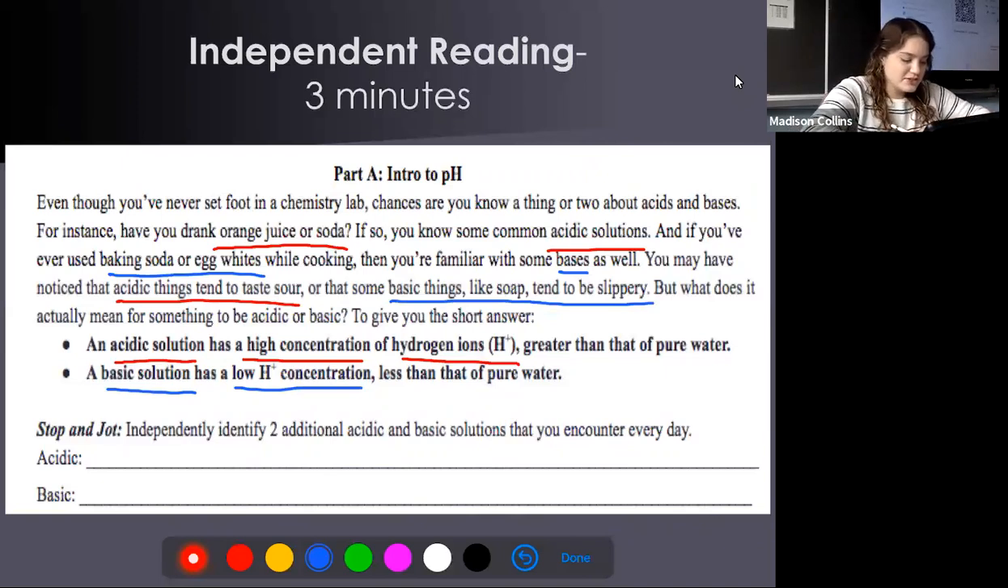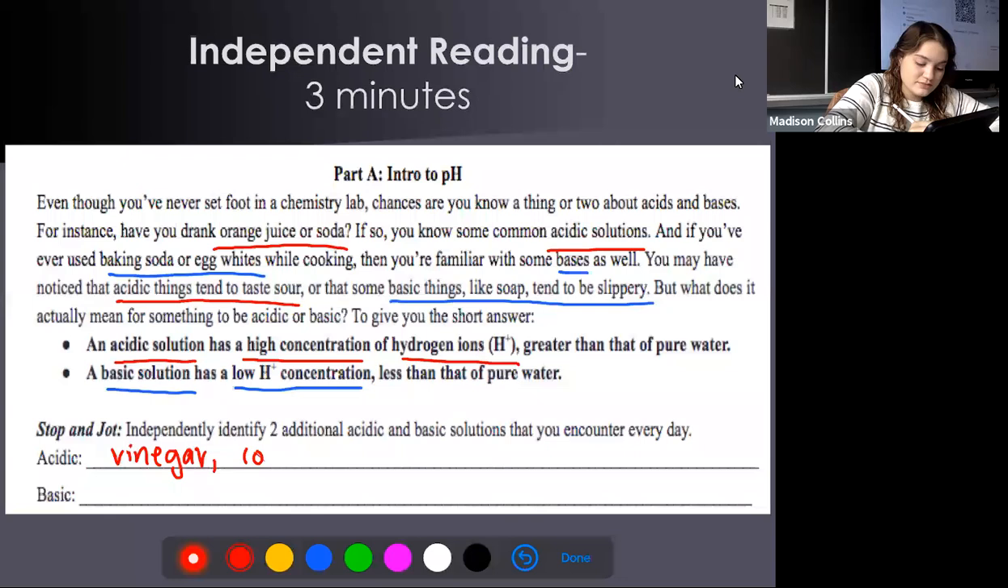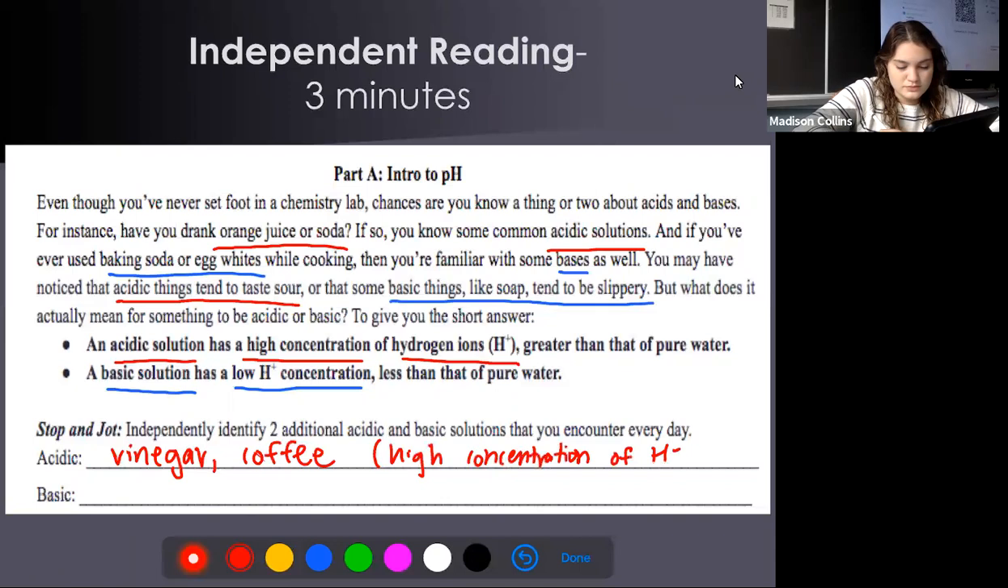All right, so some additional acidic solutions are going to be things like vinegar or coffee. Okay, those are 2 acidic solutions, which means they have a high concentration of hydrogen ions. And we abbreviate hydrogen ions by just saying H+.